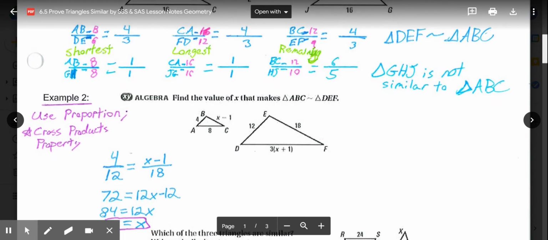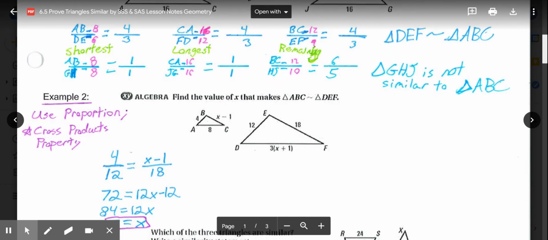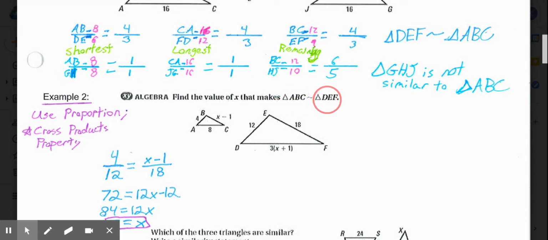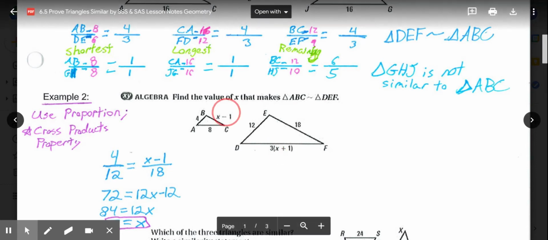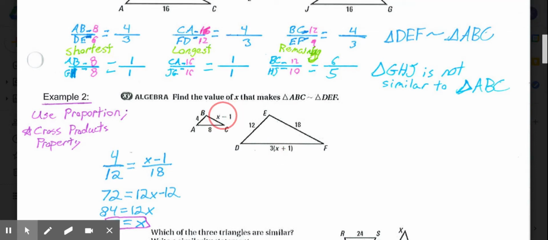In the next one, we're using algebra to find the value of x that makes triangle ABC similar to DEF. In ABC, I have a side of 4, a side of 8, and a side of x minus 1. And then in DEF, I have a side of 12, a side of 8, and a side of 3 times the quantity x plus 1. When I'm setting this up, I want to use a proportion and use one of the sides that has x. It's easier in my mind to use the x minus 1, so I'll use that.